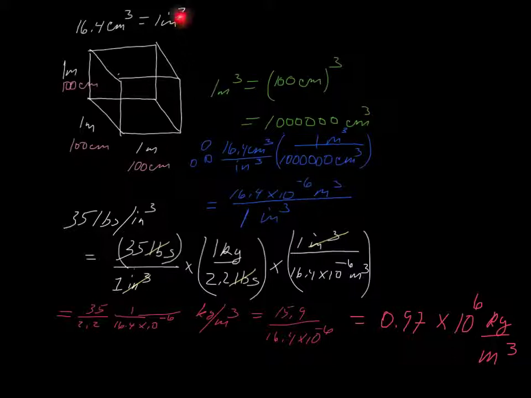So now we've got 16.4 centimeters cubed per inch cubed. We just established that. Well, we want to go to meters eventually, so we need to go from centimeters to meters. So we've got 1 meter by 1 meter by 1 meter, a cubic meter. 1 cubic meter is 100 centimeters times 100 centimeters times 100 centimeters, which can be written as 100 centimeters, the quantity, cubed.